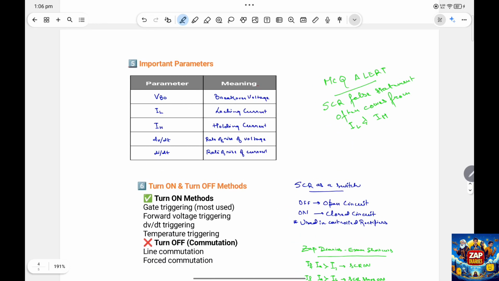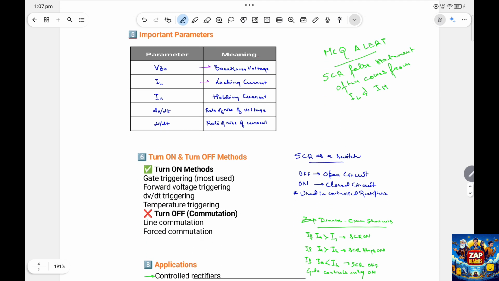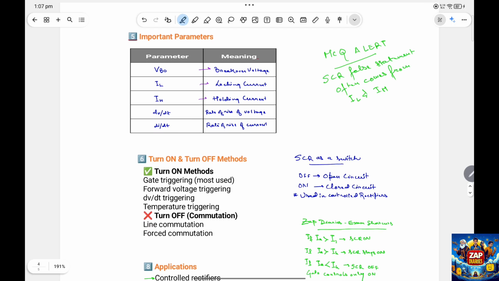Now, looking at the important parameters we use in an SCR: the VBO, which denotes the breakover voltage. Then we have the IL, which I just said is the latching current. Then IH denotes the holding current. Then we have the dV/dt, which shows the rate of rise of voltage, and the dI/dt shows the rate of rise of current. These are the short forms, these are the parameters we use. That's the important thing over here.